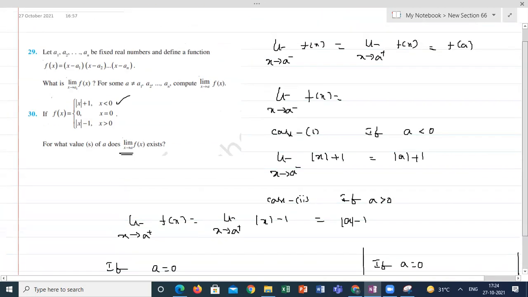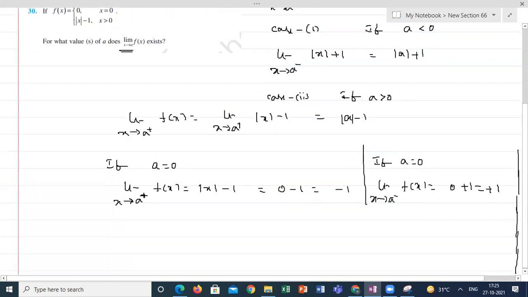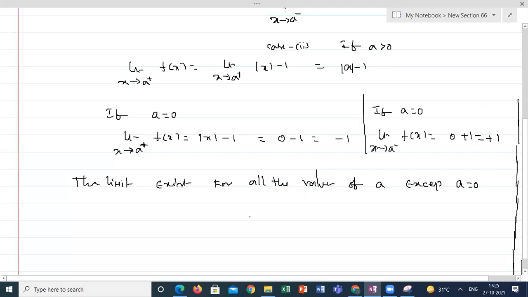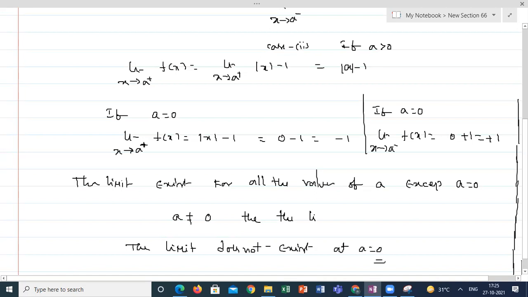So we can conclude here with three statements. The limit exists for all the values of a except a is equal to 0. That means if a is not equal to 0, then the limit exists. Or you can say the limit does not exist at a is equal to 0. Simple. That means for the rest of all the values the limit exists.